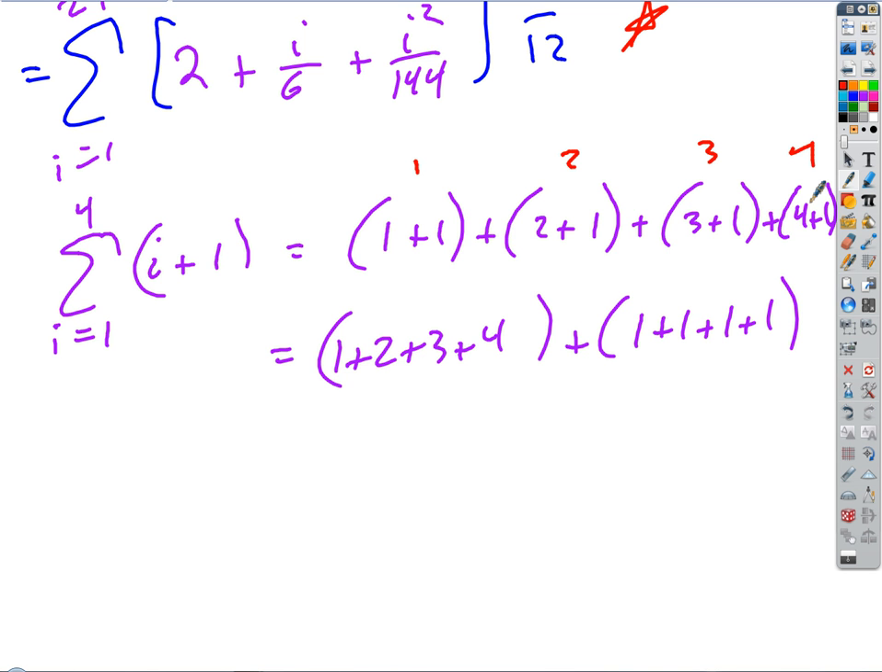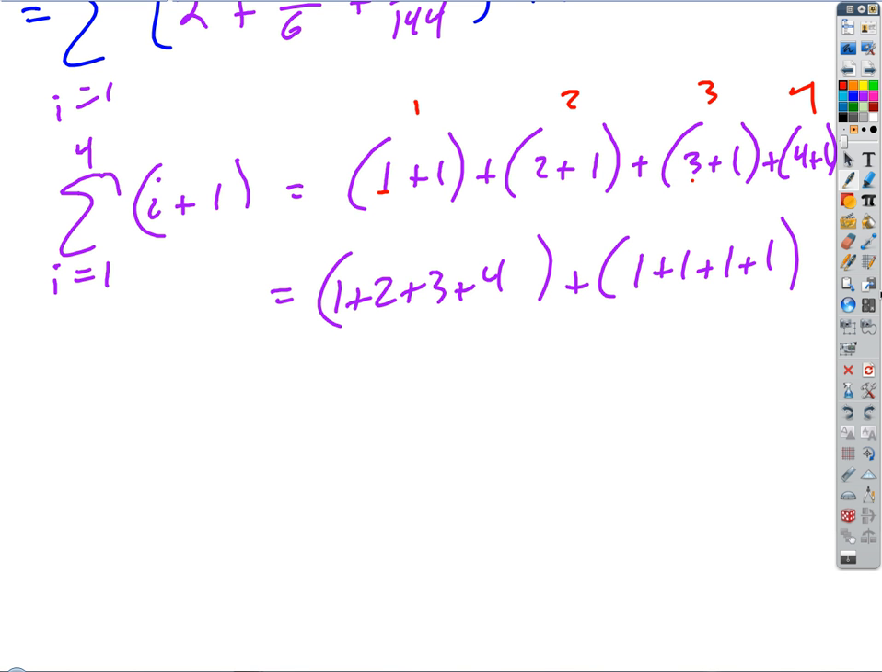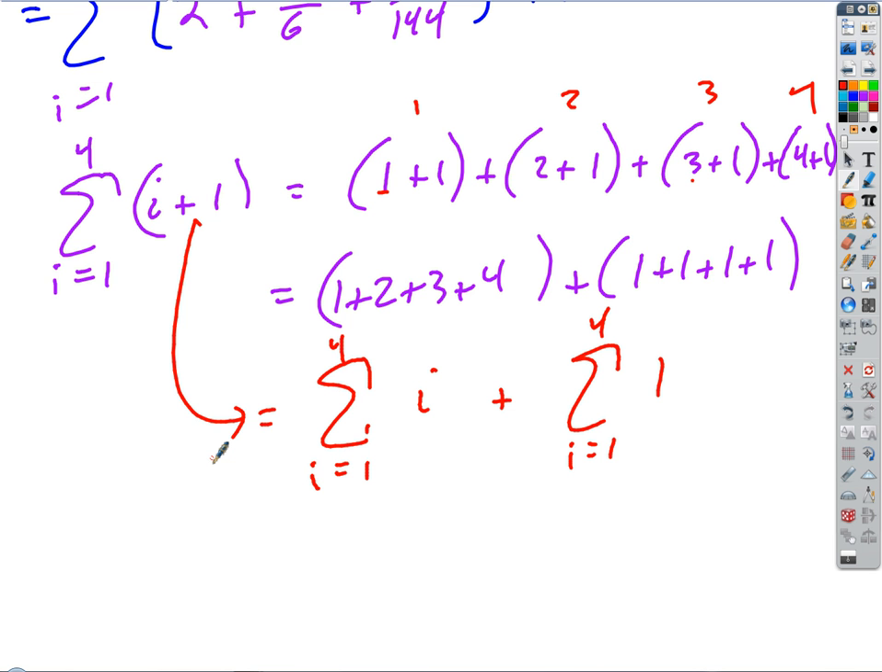And if we regroup those, taking the first term of each and grouping those together, and the second term of each and grouping those together, what do these look like? How could I write that one in sigma notation? That's the sum of what? Of 1, from 1 to 4. What's the moral of that story, going from there down to there? The moral being you can separate those, can't you?